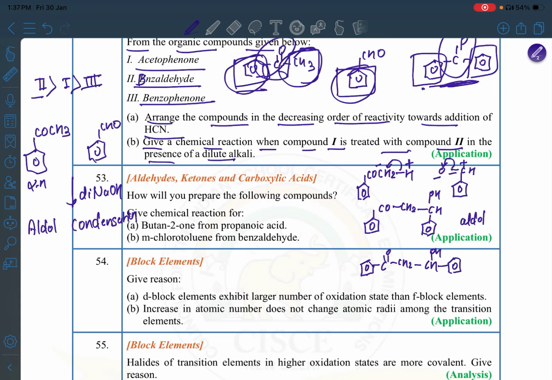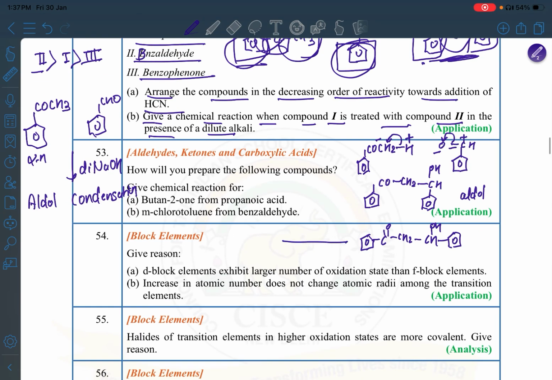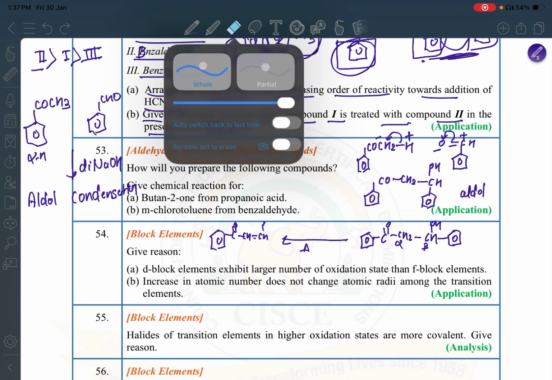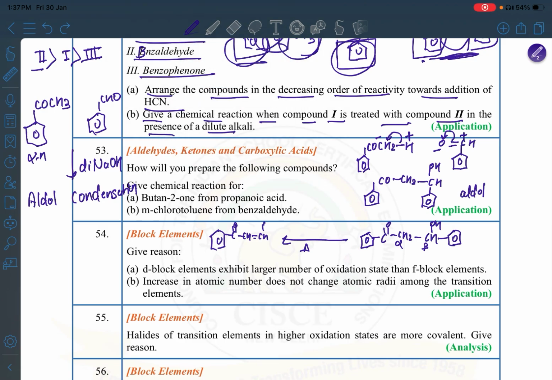Now if we heat this, it will give alpha-beta elimination. This is our alpha carbon and this is the beta carbon. So we get this product, CO, CH double bond CH, with removal of H2O taking place here. This is our final product after removal of H2O.